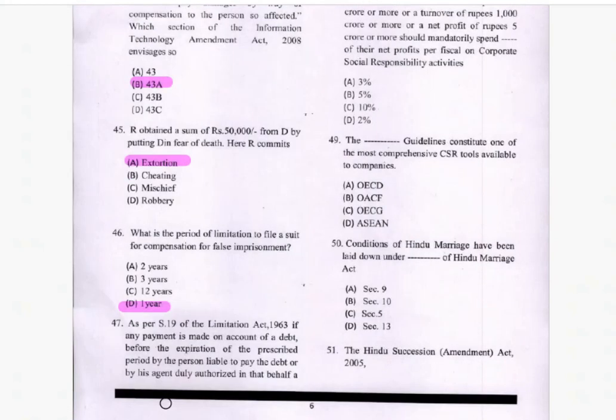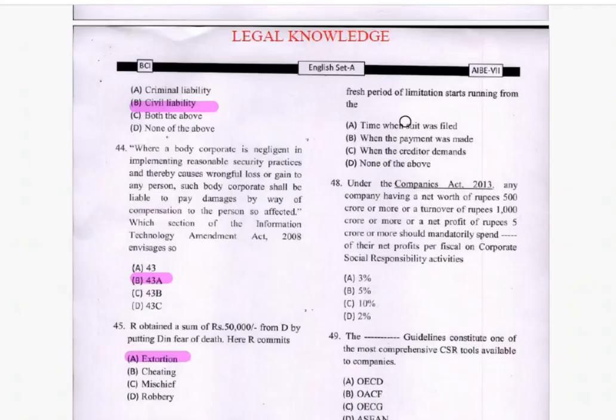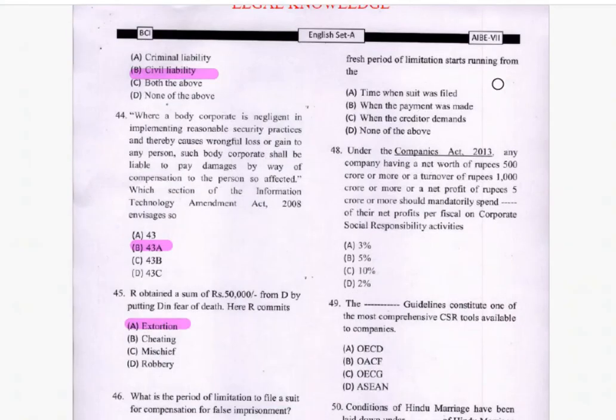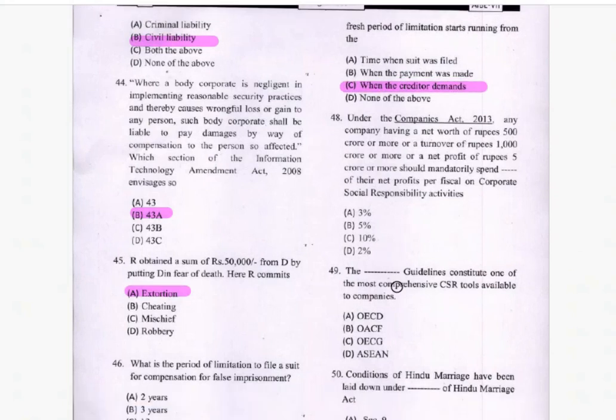As per Section 19 of the Limitation Act 1963, if any payment is made on account of a debt before the expiration of such prescribed period by a person liable to pay the debt or by his agent duly authorized in that behalf, a fresh period of limitation starts running from the time when the creditor demands. Option C.